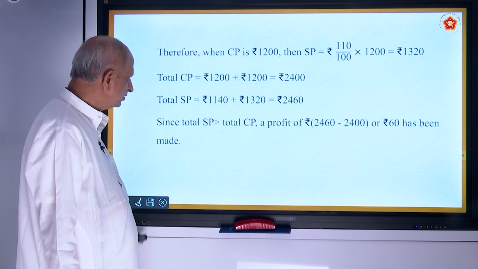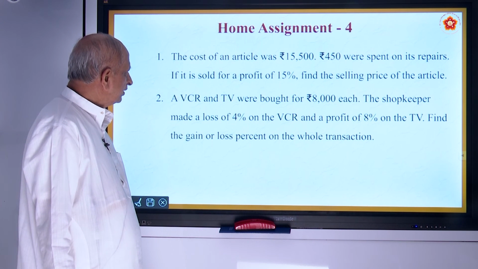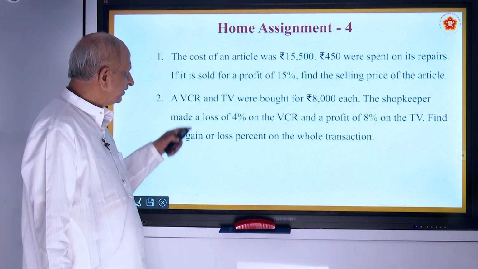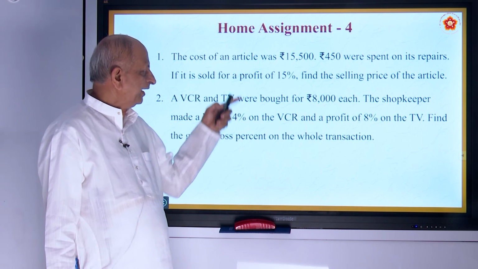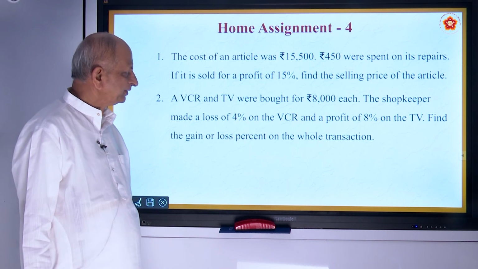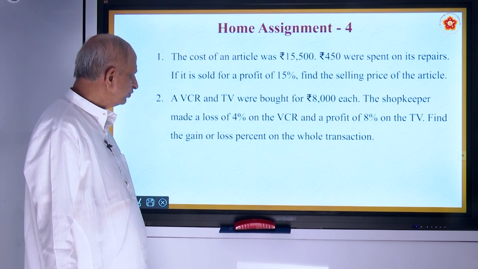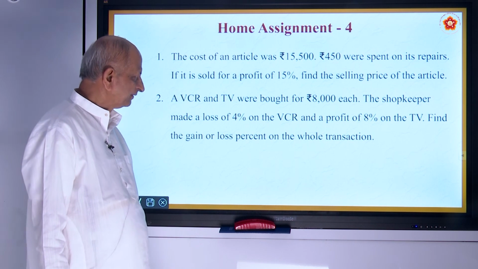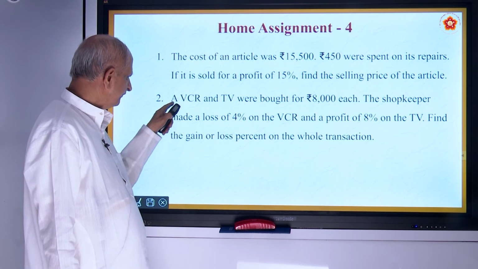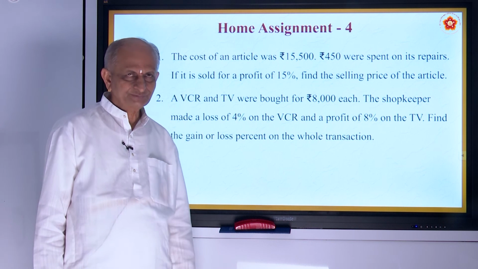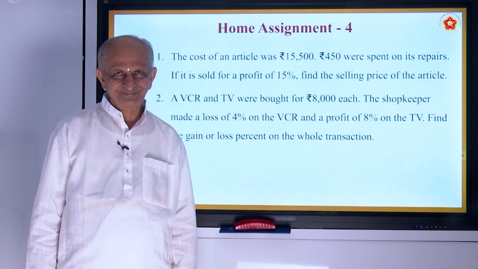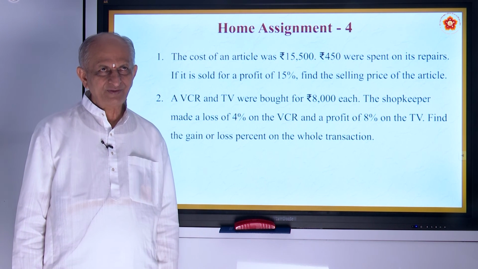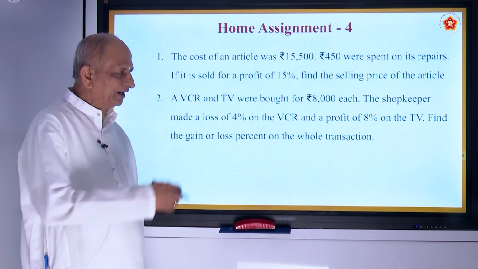Noted down. First question, the cost of an article was rupees 15,500. Rupees 450 were spent on its repairs. If it is sold for a profit of 15%, find the selling price of the article. A VCR. What is VCR? Video cassette recorder.